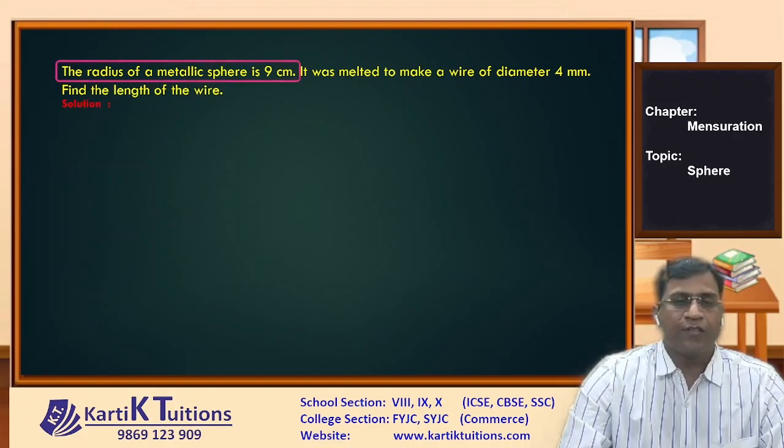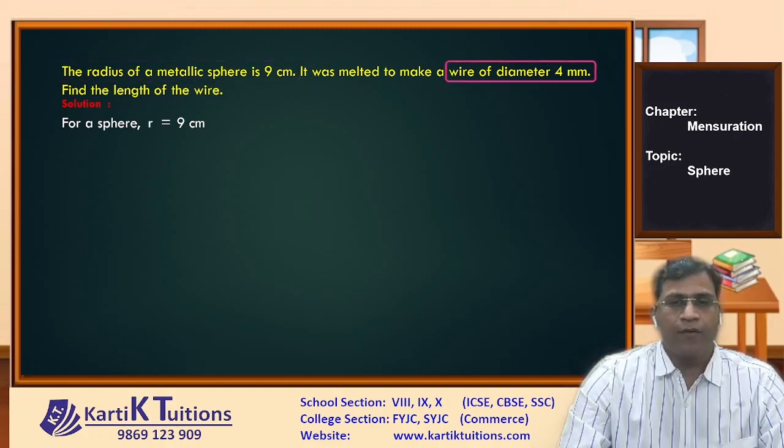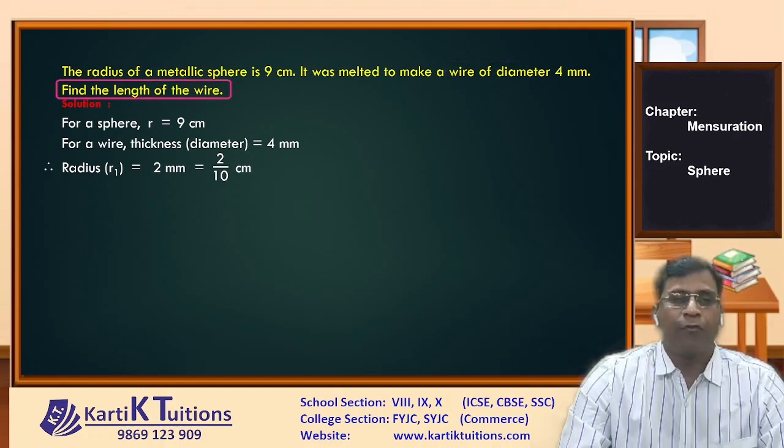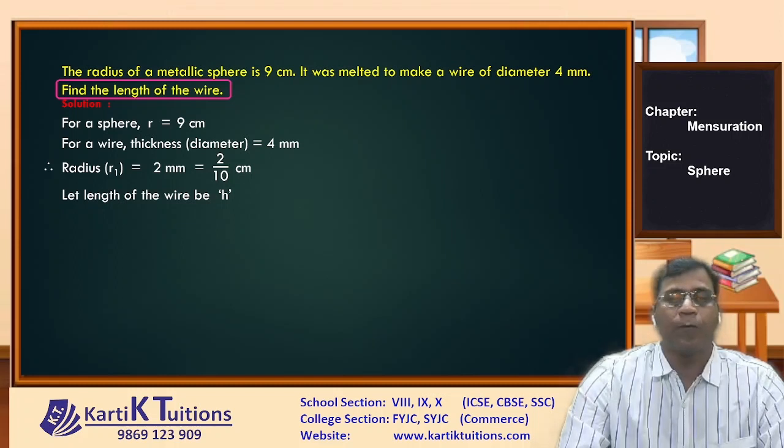Now see, first for sphere r is given to us as 9 centimeter. Now for cylinder, they have given us a diameter. From diameter we'll get the radius as 2 millimeter. But the other detail is given in centimeter. So we have to convert this also into centimeter. Now here 2 millimeter will become 2 upon 10 centimeter. Then we have to find the length of the wire. In other words, we have to find the height, which is denoted by h.